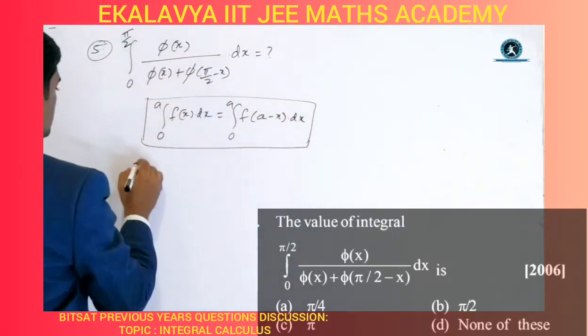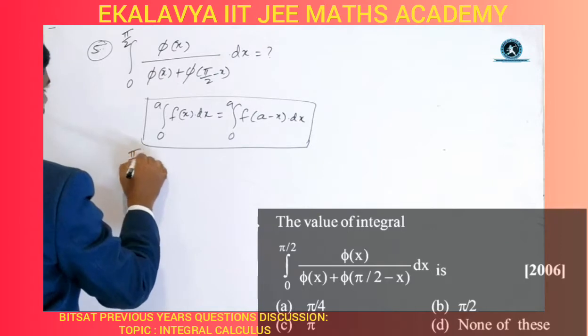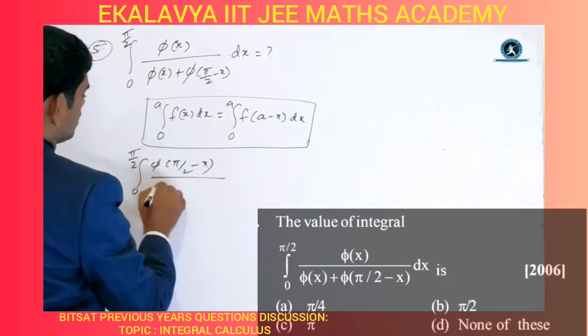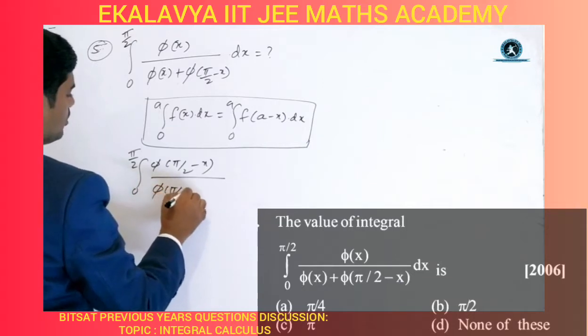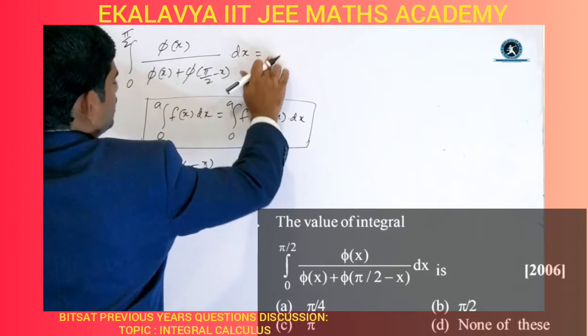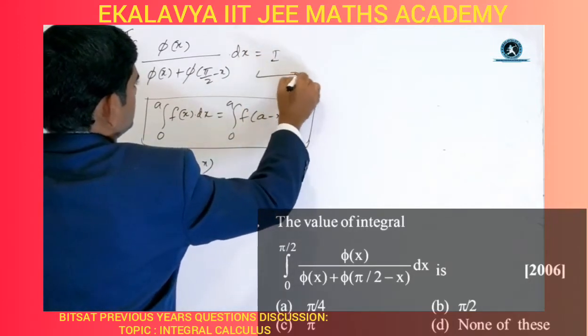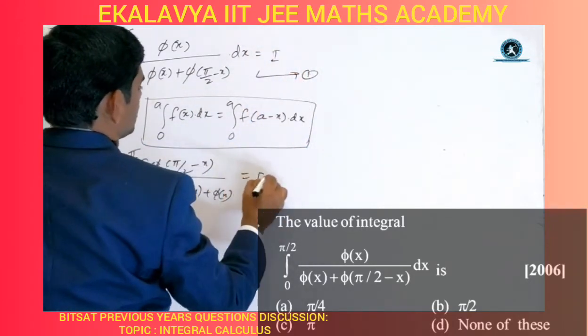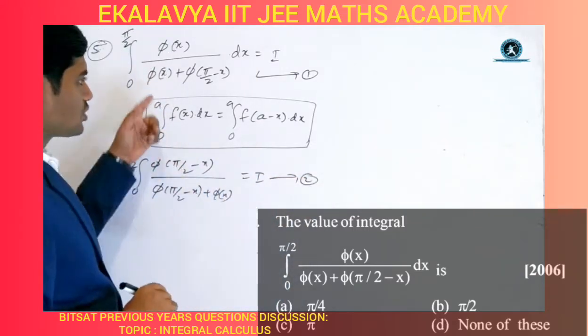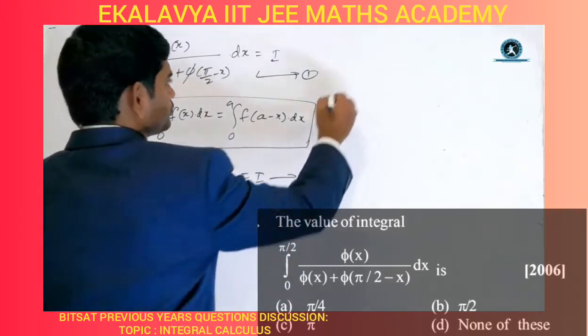So now this integral becomes integration of 0 to pi by 2 of f(pi by 2 minus x) upon f(pi by 2 minus x) plus f(x). Now this integral I am taking as I. This is equation number 1 and this is equation number 2. Now I am adding equation number 1 and 2.